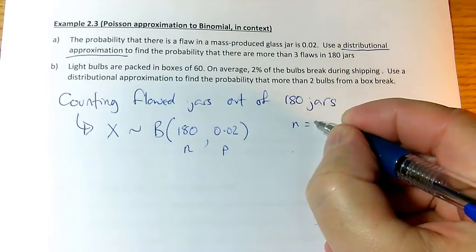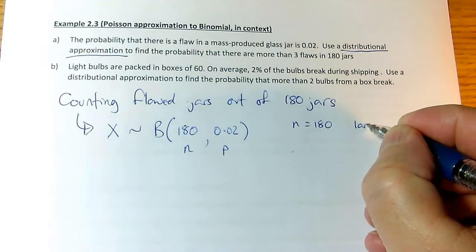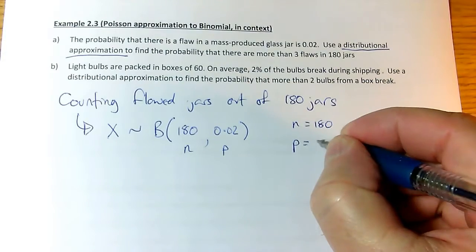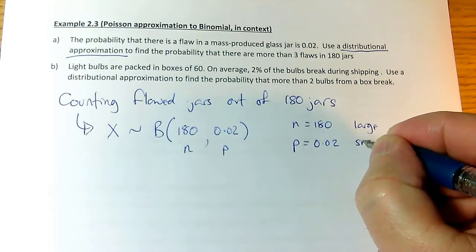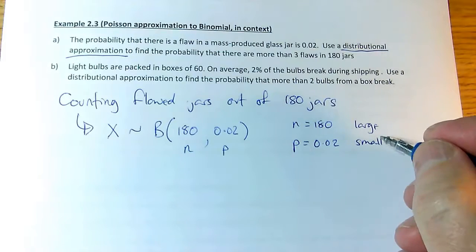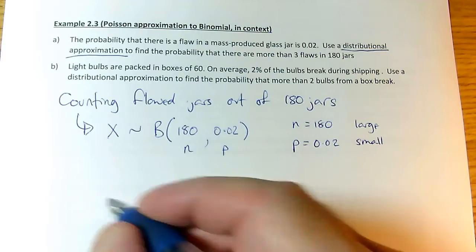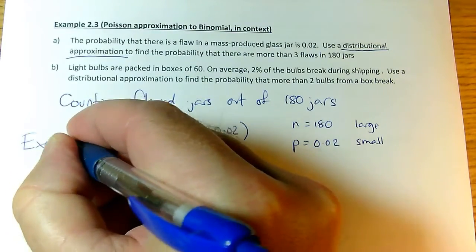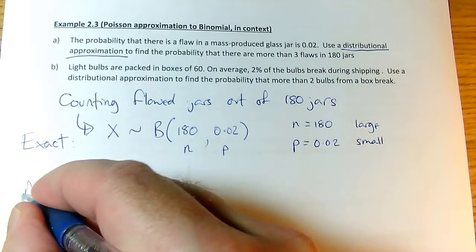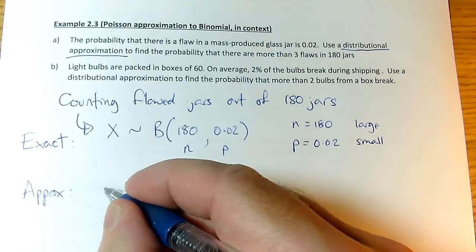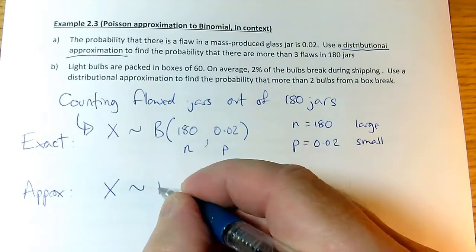Now, n is 180. Now that is large. Why do I need to care? Because remember, I'm using a distributional approximation, and I need to check the conditions apply. So p is 0.02, which is small, and n is large and p is small, means that I can use a Poisson approximation. So this is the exact distribution that I've set up, but we now need to set up an approximate distribution. So my approximate distribution is going to be x is a Poisson.